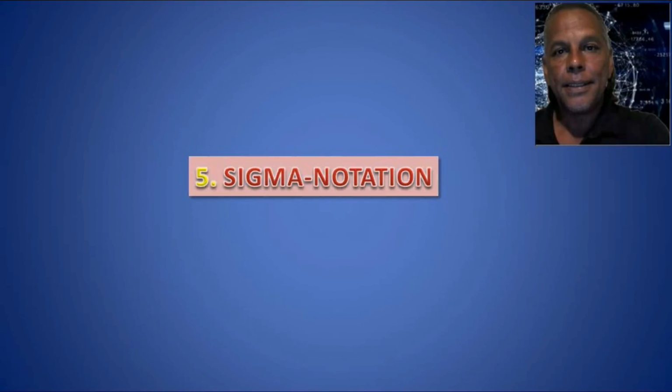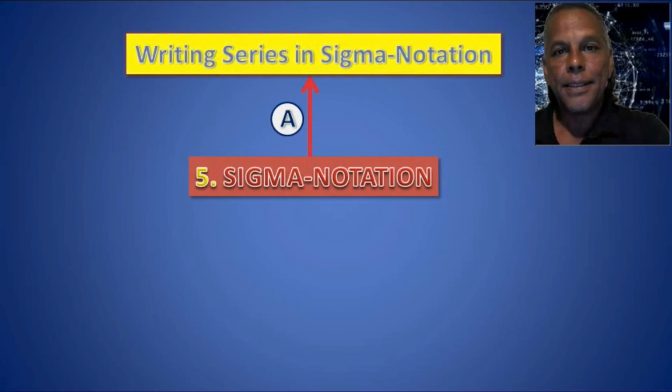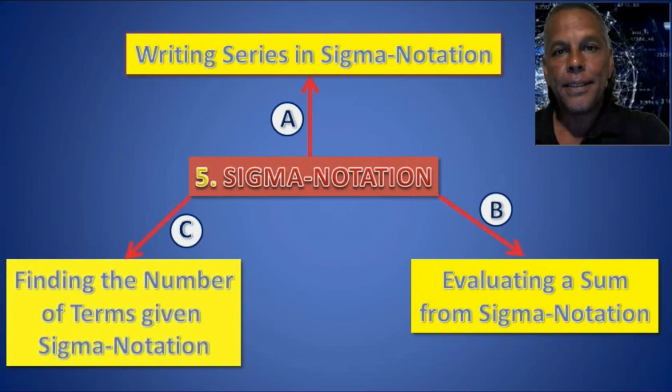Welcome to the fifth lesson on arithmetic sequences and series. In this lesson, we want to look at sigma notation. There are three standard techniques that we want to discuss. The first one is writing series in sigma notation. The second one, evaluating a sum using sigma notation. And the third one is finding the number of terms when we are given sigma notation.